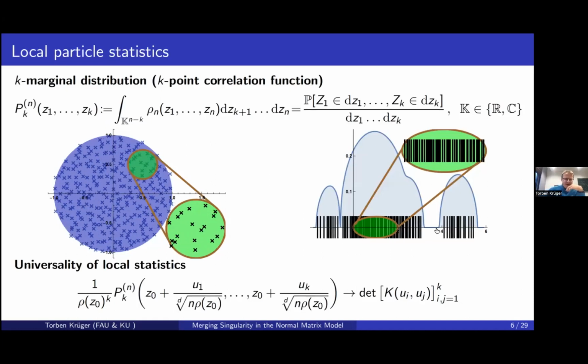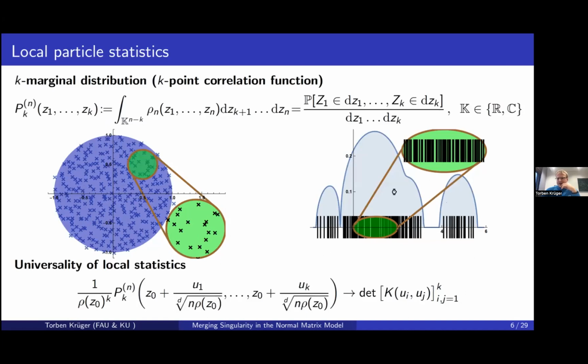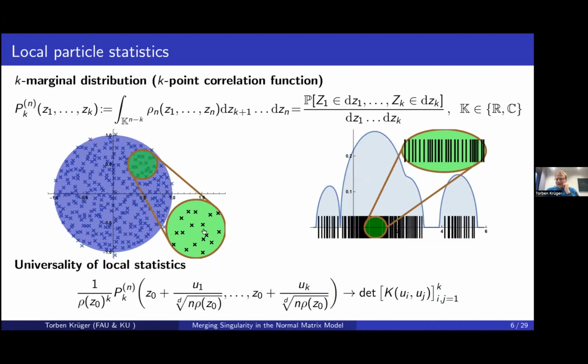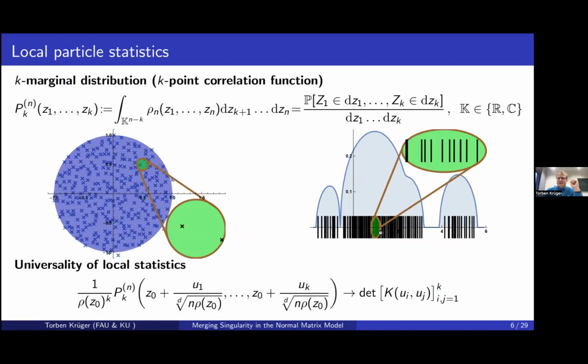So here you can see the two cases. This is the one-dimensional case where you have some density. Here there are these square roots, and then this is the two-dimensional model, in this case just the Ginibre ensemble, and the wiggling of these particles should indicate that they are still random, and this is the typical fluctuation of the particles.